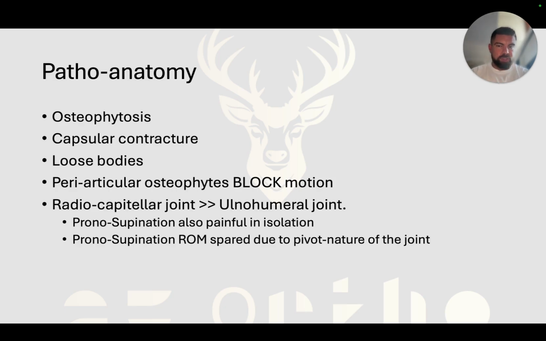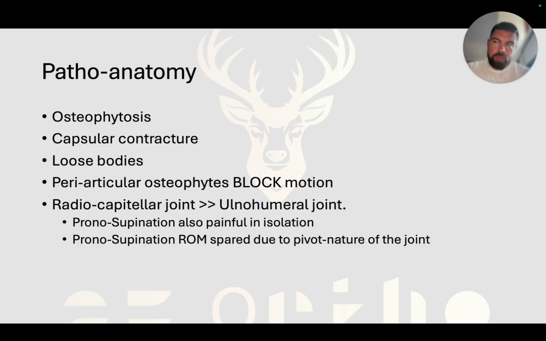So even though it says here that the RC joint is vastly more affected than the UH joint, that does not mean that the UH joint entirely is spared. It only means that the cartilaginous surfaces or the articulating surfaces of the ulnohumeral joint are spared in favor of the radiocapitellar joint. Now, if the RC joint is involved, then obviously you can assume that the pronosupination is going to be painful in isolation. So flexion extension is often quite comfortable. It's just stiff, it's not painful, but the rotation from pronation to supination is painful at that point.